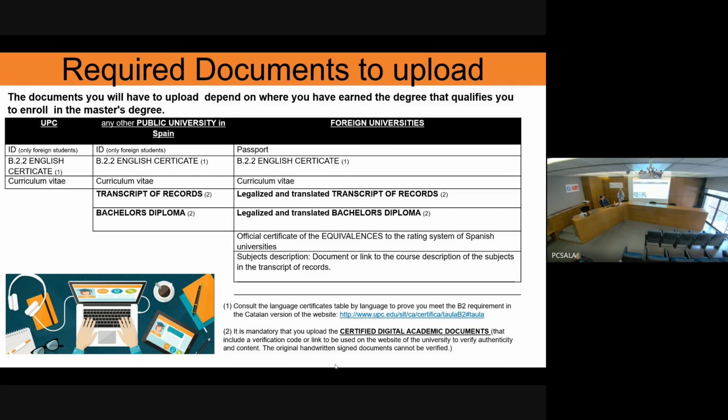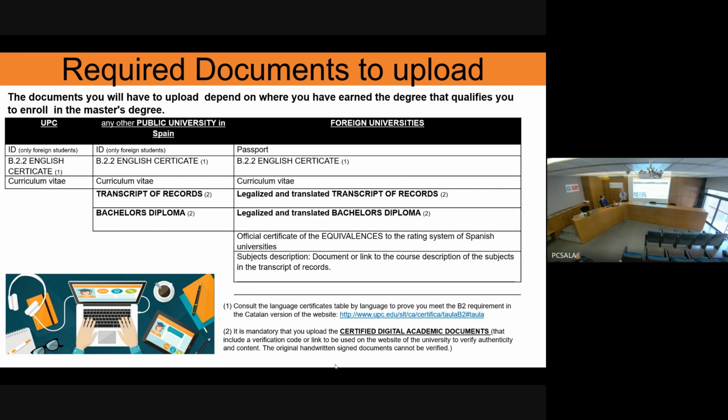So it's very important. At the beginning of the procedure, you don't have to send the official one, which has a cost for you, but at least the most updated one from your university. And then when you enroll in September, we need your bachelor diploma and your transcript that prove that you have finished your bachelor degree correctly. But not now. At the beginning, it's not that important.